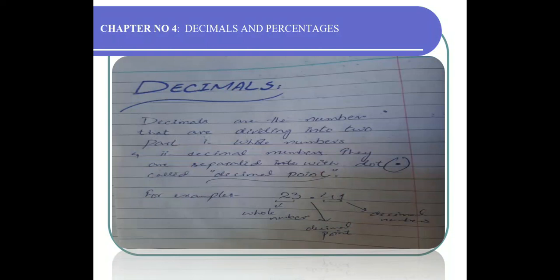First, what are decimals? Decimals are numbers that are divided into two parts. The first part is the whole number and the second part is the decimal number. These two parts are separated with a dot called the decimal point. For example, 23.41. Here 23 is the whole number and 41 is the decimal number, and these two are separated with a dot called the decimal point.